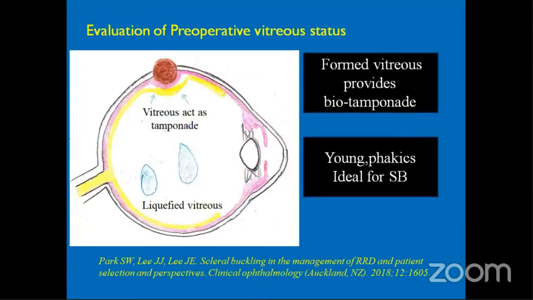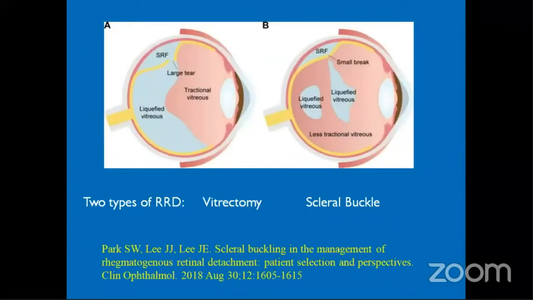Evaluation of the vitreous status is also important. As we can see here, young phakic patients with formed vitreous are the ones ideal for scleral buckle. The vitreous here acts as a biotamponade for the break. The detachment tends to progress slower, and they do well with scleral buckle.